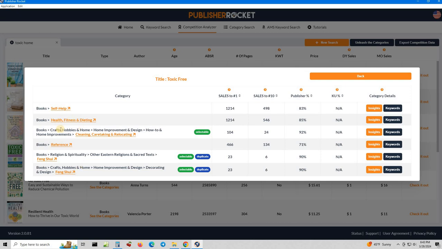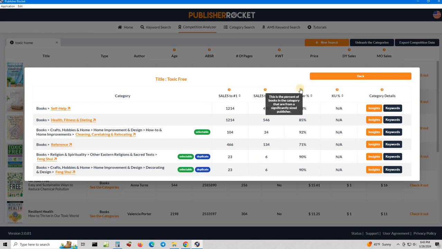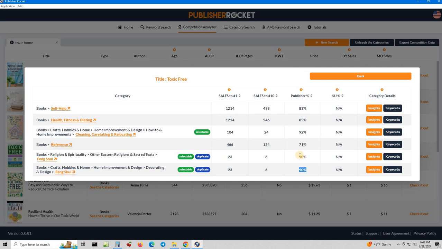Maybe this one is an okay one. Oh, and look at this. The number of books in the category that are from a significantly large publisher. Think like Hayden House. What are some other big, huge book names? Basically all those firms in New York. 90% in here. How can you compete against those guys? You can't. They're huge. So that's a huge competition indicator.